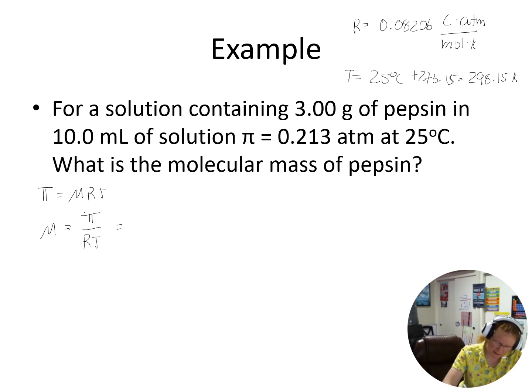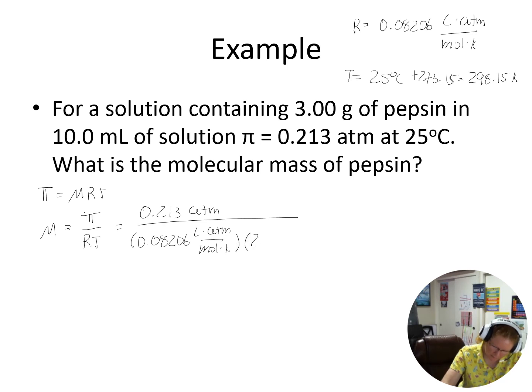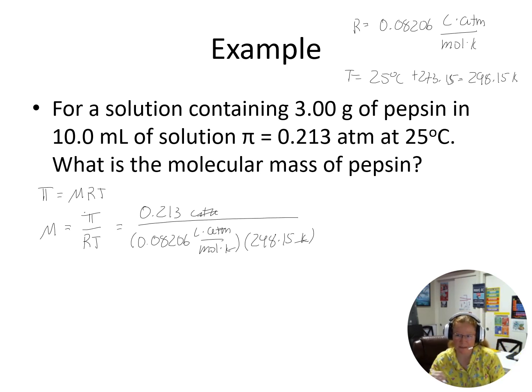So my osmotic pressure, we're going to take 0.213 atmospheres divided by 0.08206 liter atmosphere per mole Kelvin times 298.15 Kelvin. Atmospheres and atmospheres will cancel. Kelvin and Kelvin will cancel. Now, this has liters over moles, but it's on the bottom. So when we solve it, and that goes to the top, it'll be moles per liter, which is our concentration.